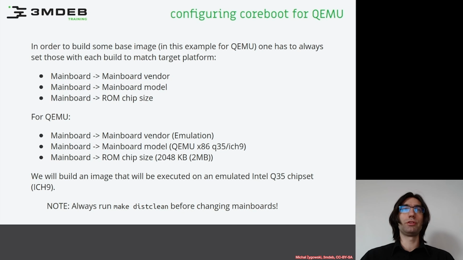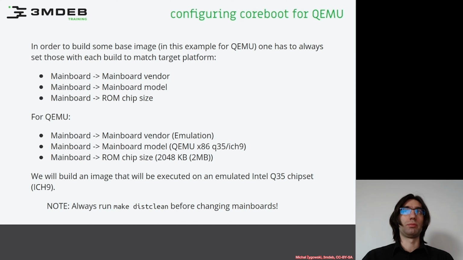Okay, so in order to build some base images of coreboot, one has to always set the mainboard configuration to match the target platform. So basically, all we need to do is to go to the mainboard submenu and select the mainboard vendor, model, and sometimes the ROM chip size. Most of the time we can stick with the default ROM chip size selection. However, some of the boards may come with different flavors and selecting the correct ROM chip size might be necessary.